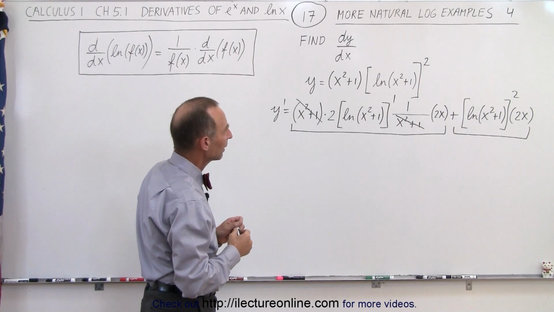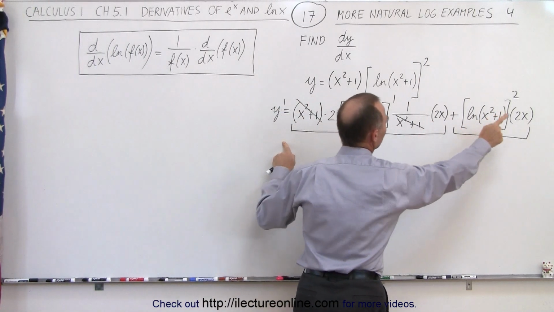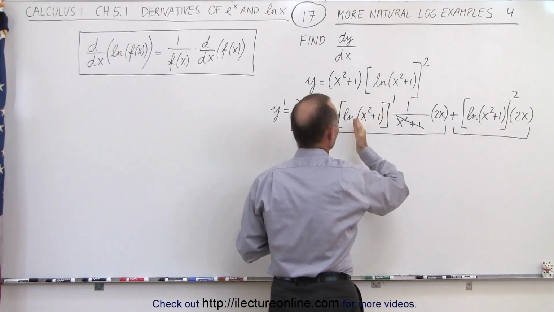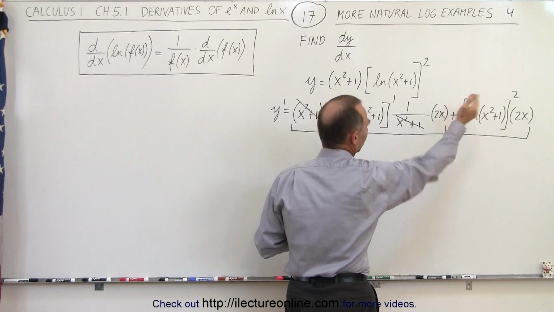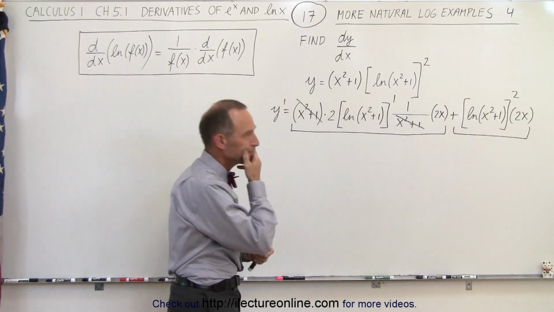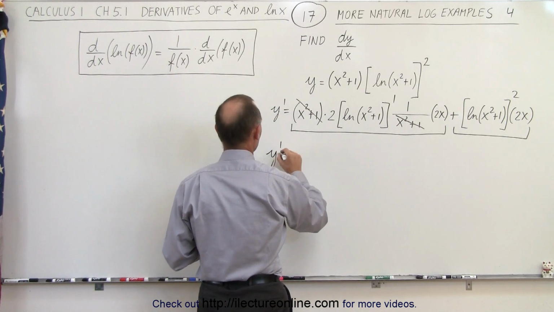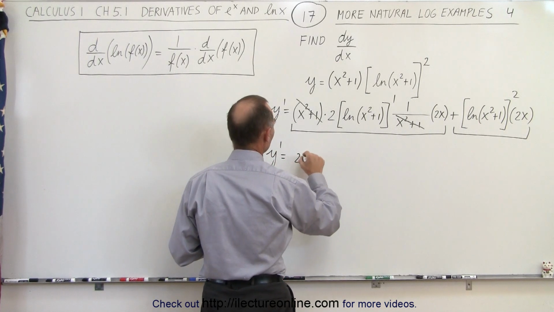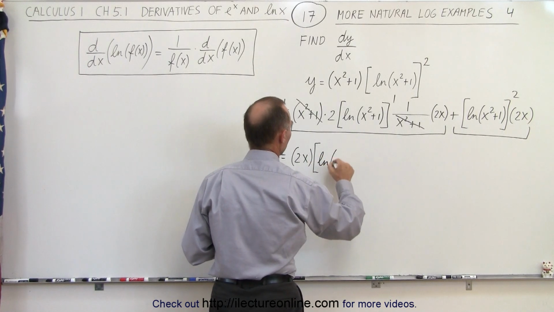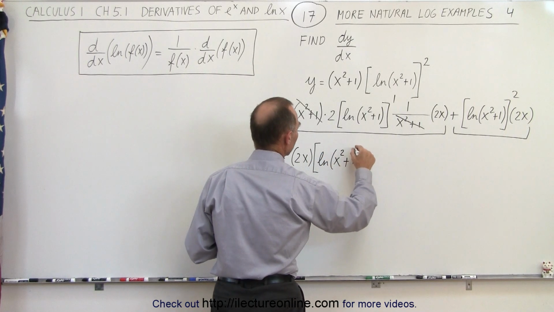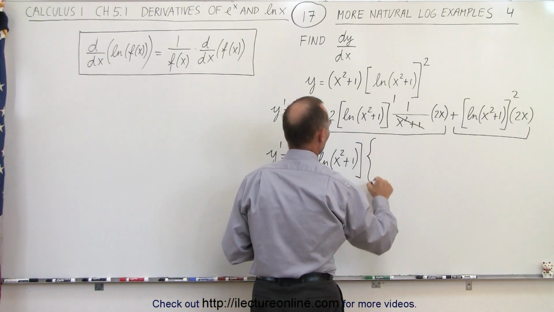And then, if I look, I have a 2x in the first term and a 2x in the second term. I have the natural log of x squared plus 1 in the first term and the natural log of x squared plus 1, squared, in the second term. That means I can probably factor out the following. Y prime is equal to 2x times the natural log of x squared plus 1, times what I have left.